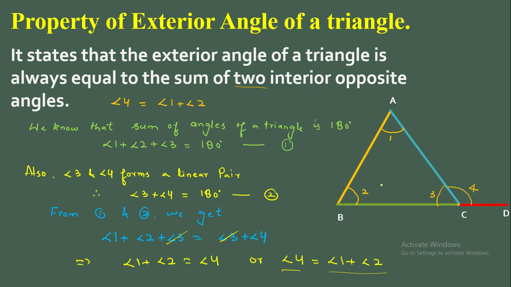So in today's video tutorial, we learned about the triangle and then types of triangles based on the length of sides, and then based on the measures of its angles. And also we saw that the sum of angles of a triangle is 180 degrees, and then we talked about the exterior angle of a triangle, and then the property of the exterior angle of a triangle says the exterior angle is equal to the sum of the two interior opposite angles. I hope you understood it.